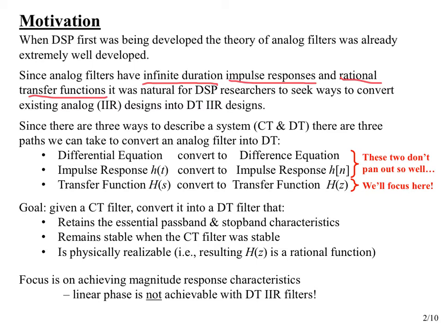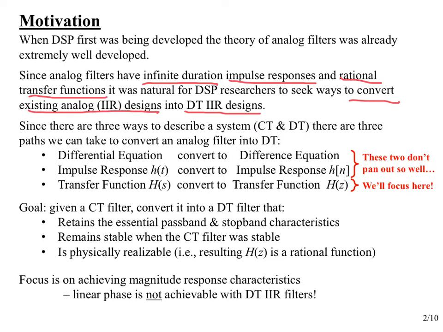But nonetheless, there were enough similarities that made the early researchers say, could we somehow exploit these books and books of analog filter design ideas to come up with a way to convert existing analog designs, which are necessarily IIR, into some usable and appropriate discrete time IIR designs? And since there are three ways to describe a system, whether it's continuous time or discrete time, there are basically three paths that we can take to try to convert an analog filter into a discrete time filter.